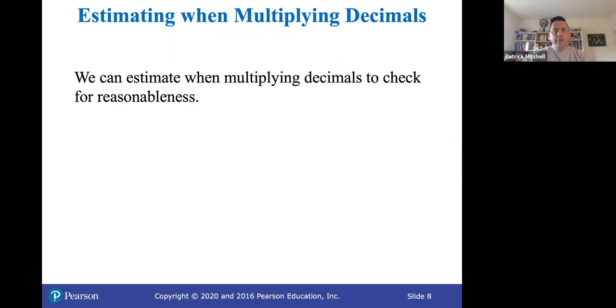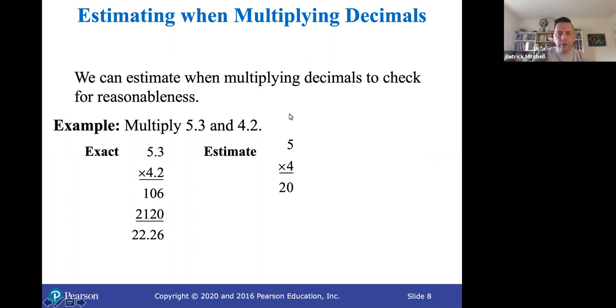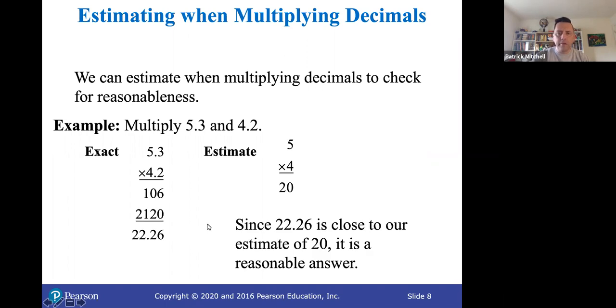All right, so just like with adding and subtracting, you can estimate when you're multiplying decimals to see if your answer is reasonable. So for example, if I were multiplying 5 and 3/10 times 4 and 2/10, I could round each of those numbers to the nearest whole number. So there's the exact answer. The estimate would be the nearest whole number to 5 and 3/10 is 5. Nearest whole number to 4 and 2/10 is 4. 5 times 4 is 20. The exact answer is 22 and 26 hundredths. So that is a reasonable answer.